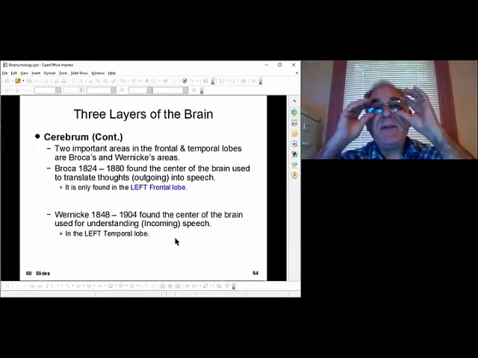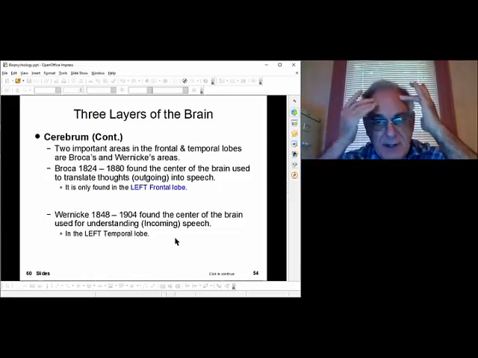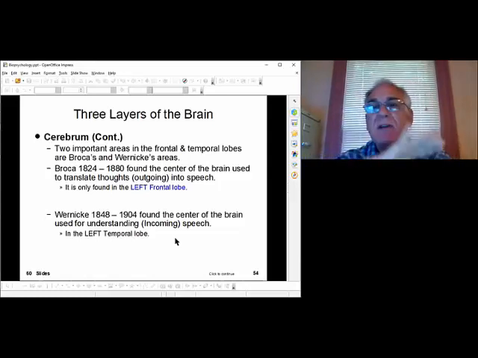The two important areas in the frontal and temporal lobes are Broca's and Wernicke's areas. Broca is in the frontal lobe. Wernicke's is in the temporal lobe. Broca was a medical doctor, and he specialized in people who had a problem talking, which is called aphasia. They're unable to produce a proper sentence. They know they're thinking it properly, but when it tries to come out of their mouth, it just comes out in various words, and there's no connection. I don't even have to think about what I'm saying to you. It's just a flow, a stream of consciousness. These people couldn't do that. It's called aphasia.